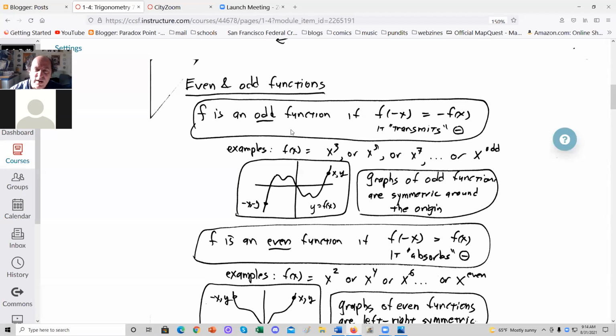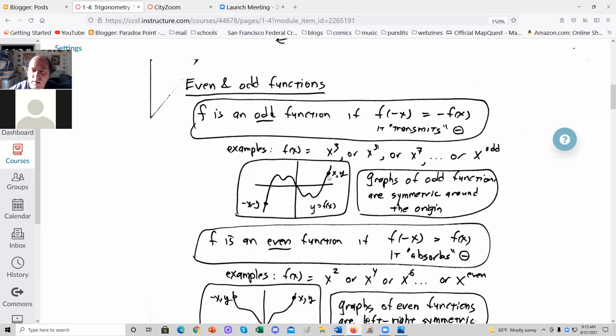Now this is related to what are called even and odd functions. An odd function is one where f of negative x equals negative f of x. I say that it transmits the negative. So for example, x to the third power, x to the fifth power, x to the seventh power are all odd functions. Indeed, x to an odd power is an odd function, therefore the name.